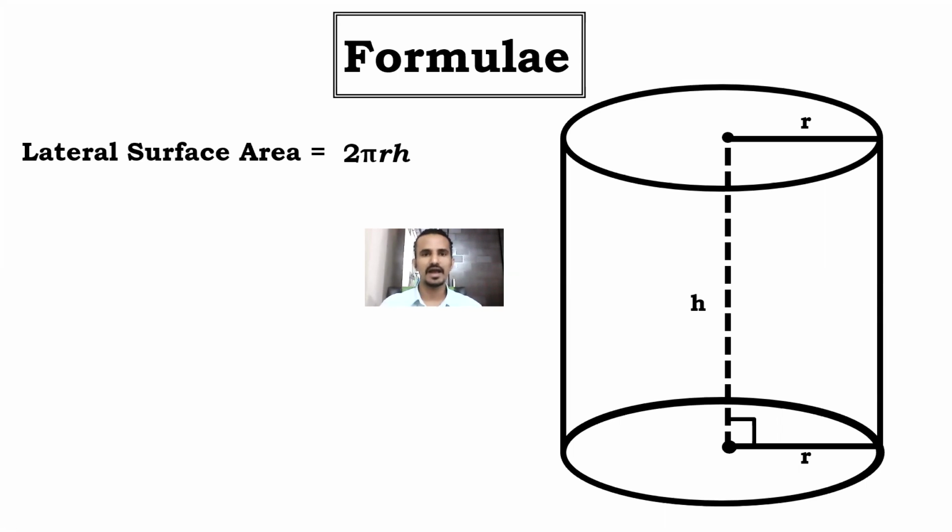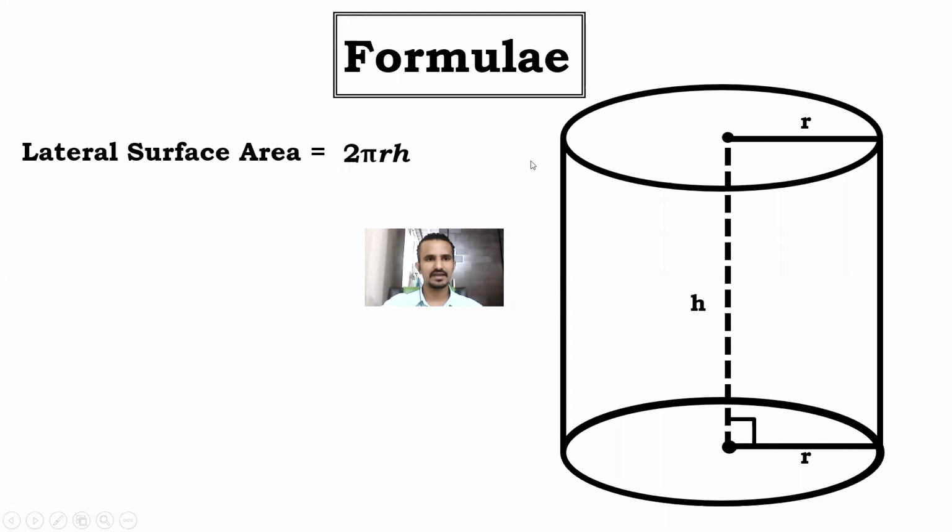The formula is 2 pi r h. You can read this formula as: 2 pi r means the circumference, isn't it? 2 pi r is the circumference of a circle. So it is circumference multiplied by height of the cylinder. So we get the lateral or the curved surface area of the cylinder.